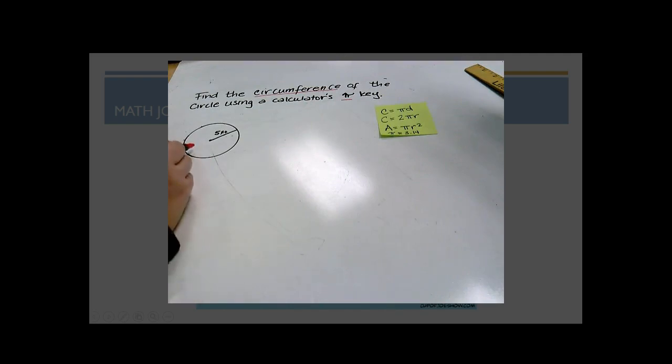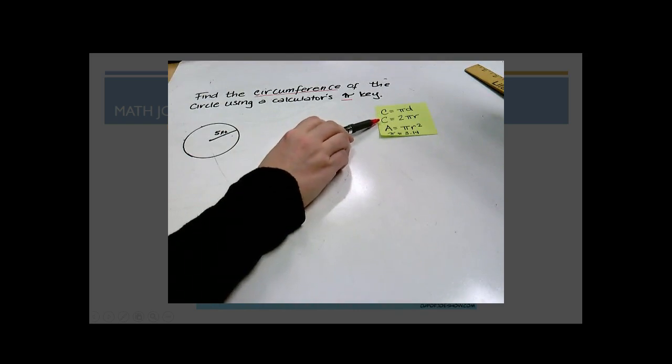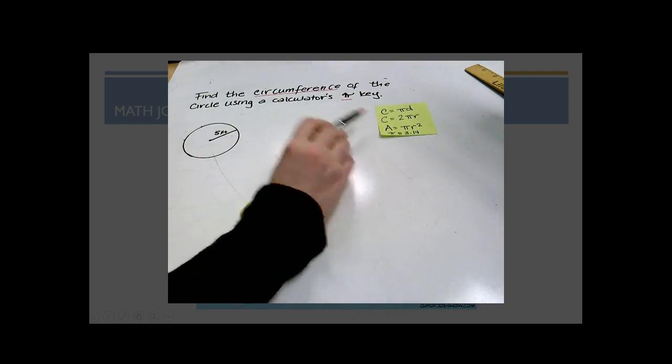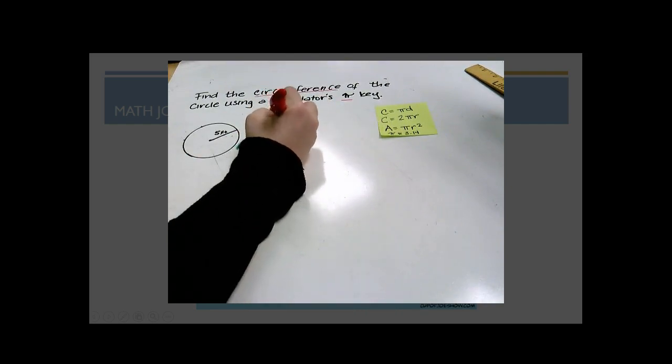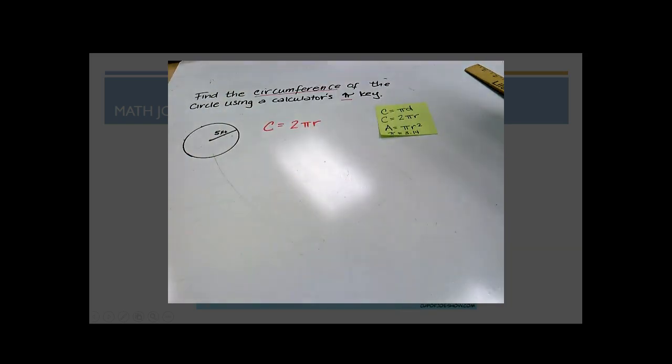So when we take a look at our circle, we notice that we have a 5-foot radius. So in choosing a formula, I want to choose a formula that relates the circumference with the radius. So I'm going to use this one: circumference equals 2 pi times the radius. It's going to be our formula for this problem.